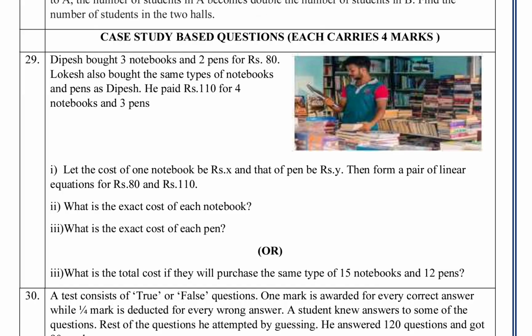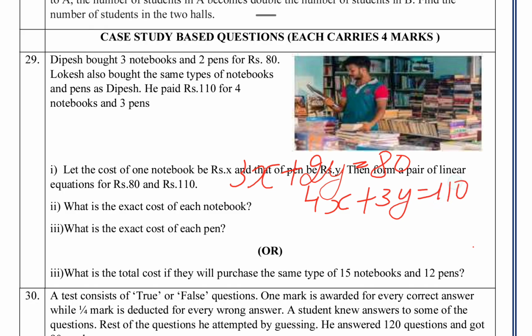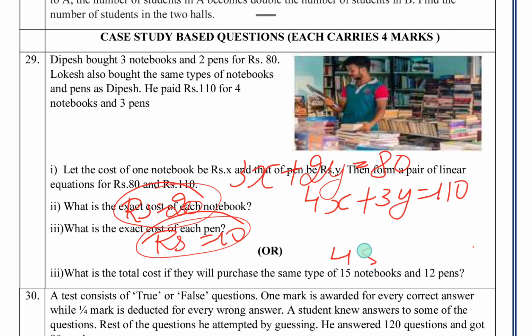First one, the equation will be 3x plus 2y equals to 80 and 4x plus 3y equals to 110. Then second one, rupees 20. Then third one, rupees 10. Then for the OR question, the answer is 420 rupees.